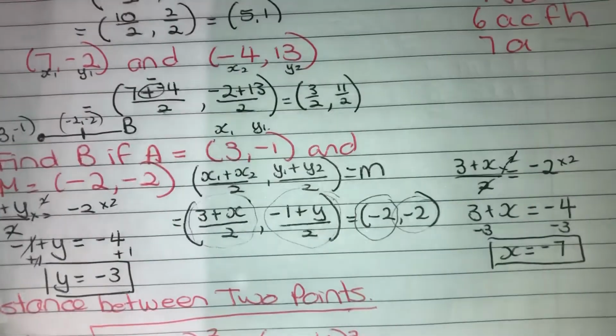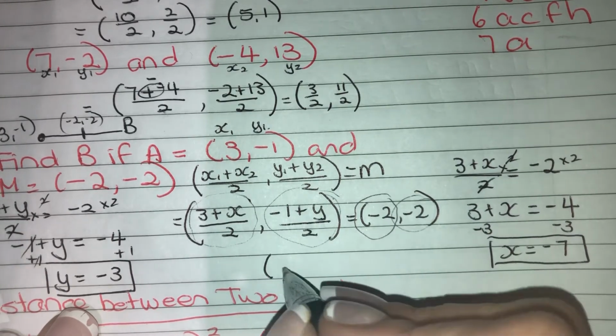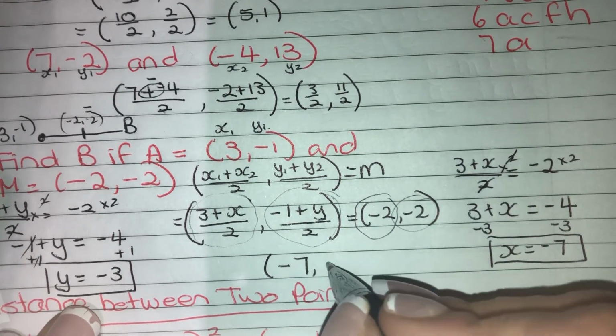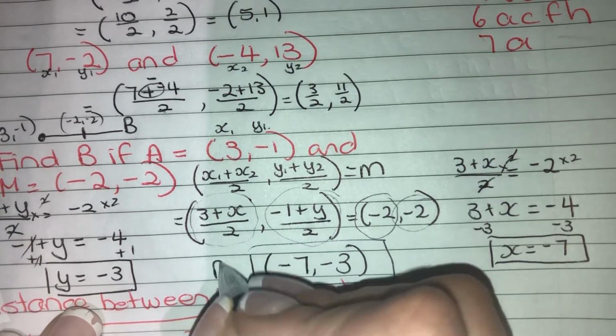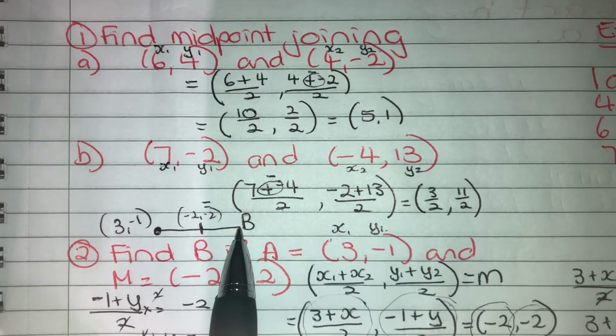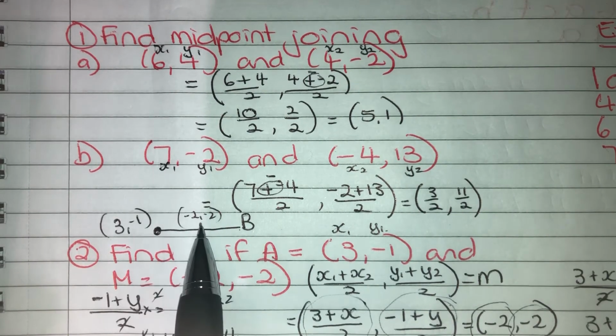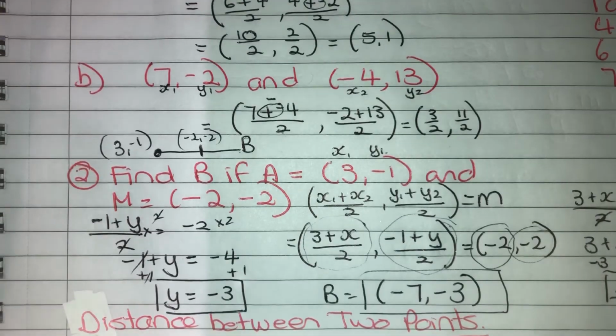So there's the new point. So you need to just put it into some brackets. So x is minus 7 and y is minus 3. And this time you've found b. So you found this point here. Given one point and the midpoint, you can also find another point. All right, that's the first formula.